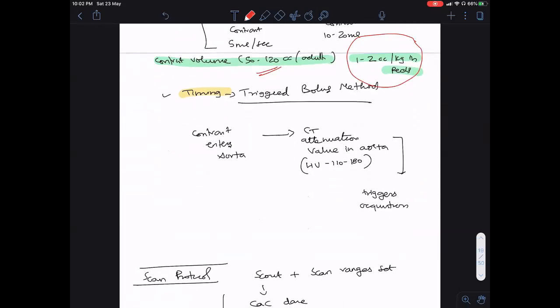So how do you time it? I mean, when you give a bolus, how is it timed? It's timed based on bolus tracking principles. As the contrast enters the aorta, the CT attenuation value in the aorta suddenly shoots up to 110 to 180. This is noted by the CT machine. And then after this, the acquisition is triggered over the area of interest, which is the heart.